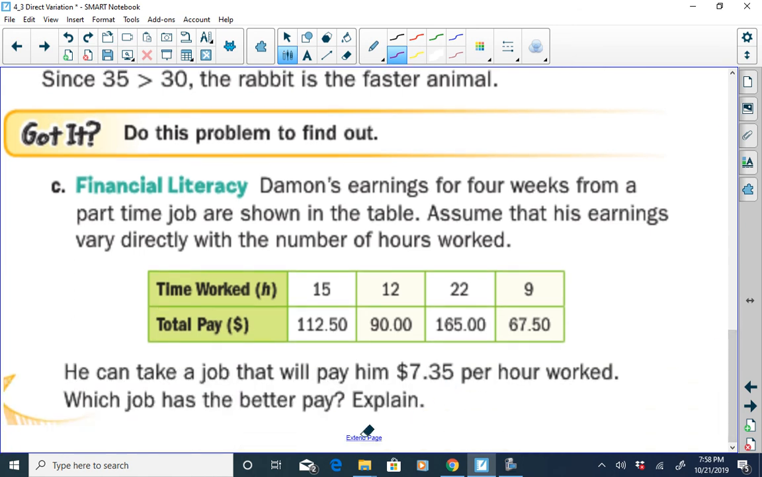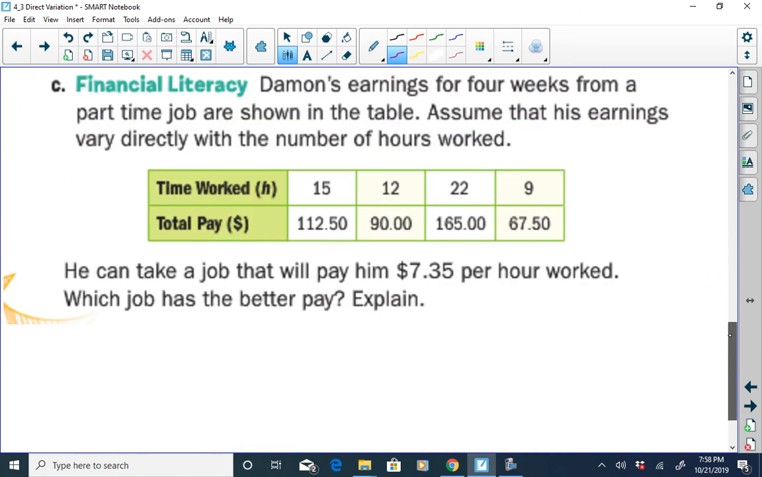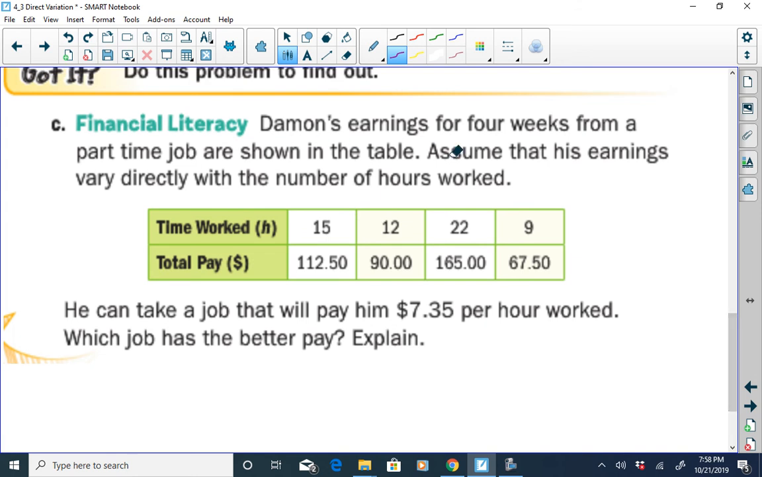Here's another example. Let's slide down here a bit. Damon's earnings for 4 weeks from a part-time job are shown in the table. Assume that his earnings vary directly with the number of hours worked. He can take a job that will pay him $7.35 per hour that he worked. Which job has the better pay?